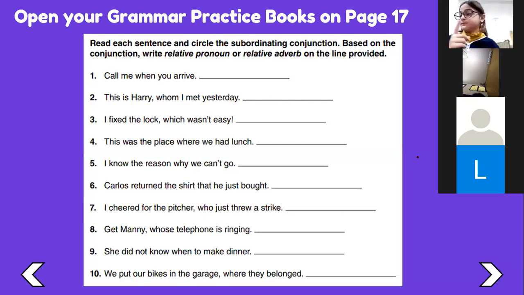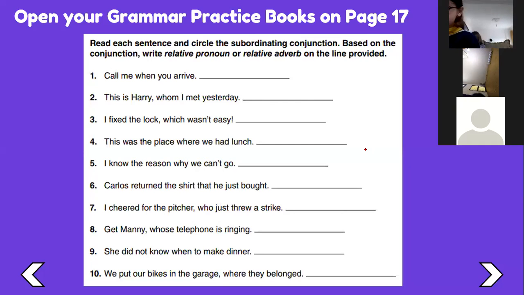Okay. Amir, since you're unmuted, can you read the question and start? Read each sentence and circle the subordinating conjunctions. Based on the conjunctions, write relative pronoun or relative adverb on the line provided. Okay. So please read number 1.